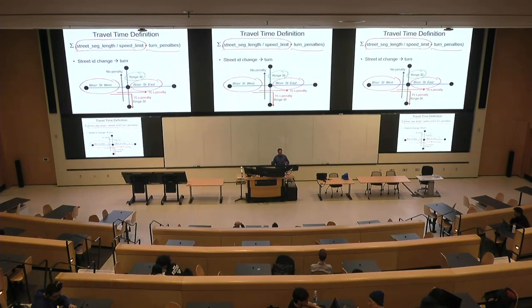So we're keeping this turn penalty relatively simple. You change street IDs when you go between two street segments, you add in this turn penalty.